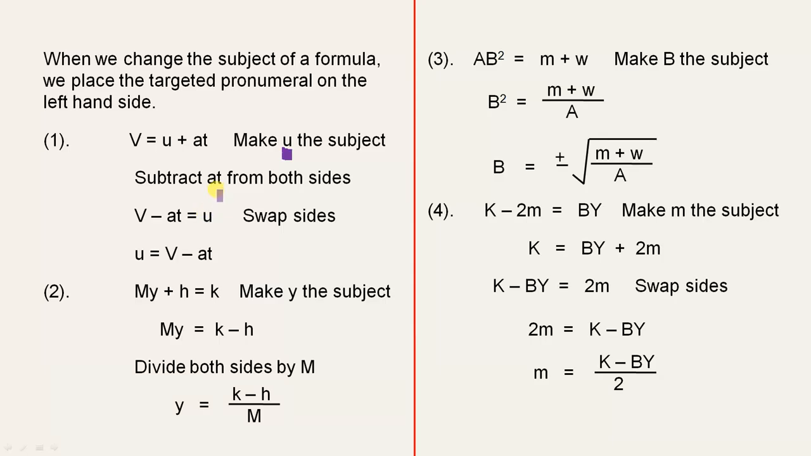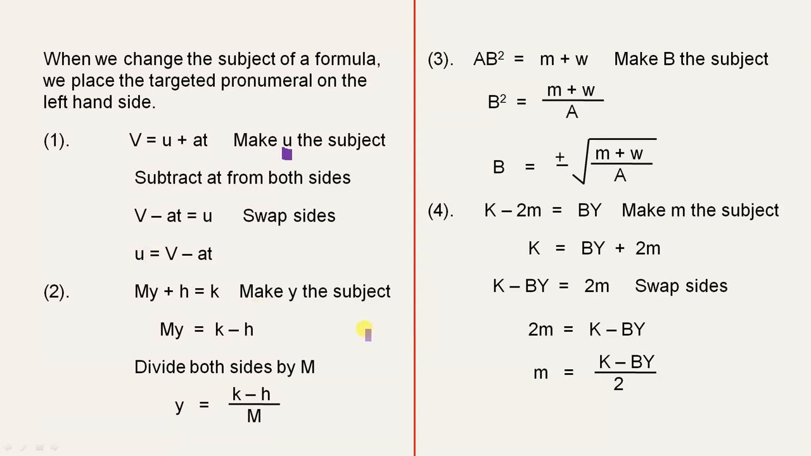I haven't gone through all the working because we're now becoming very proficient at subtracting terms from both sides, and we can do all this in our head. So basically v minus at equals u. We swap sides because that will put the u on the left hand side. So when we swap sides we get u equals v minus at, and that makes sense because if v minus at equals u, it follows that u equals v minus at. So those two are exactly the same. And now we have made u the subject because it's on the left hand side and it's by itself.